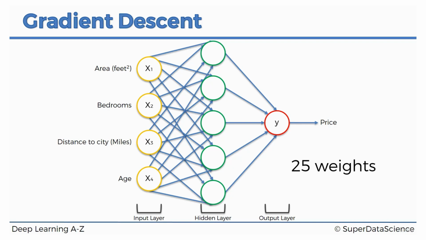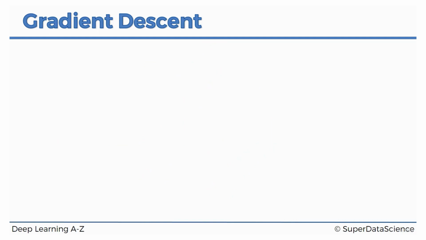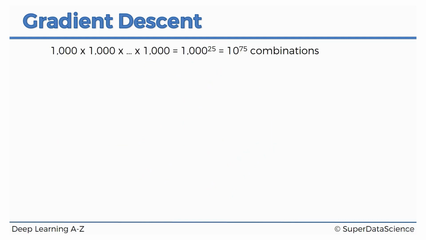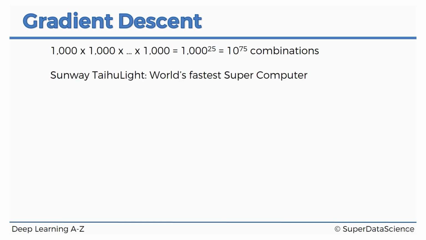It's a very simple neural network right here, just one hidden layer. How could we brute force our way through a neural network of this size? Well, let's do some simple mathematical calculations. We have 25 weights, so if we test 1,000 combinations for every weight, the total number of combinations is 1,000 to the power of 25, or 10 to the power of 75 different combinations. Now let's see how Sunway TaihuLight, the world's fastest supercomputer as of June 2016, would approach this problem.